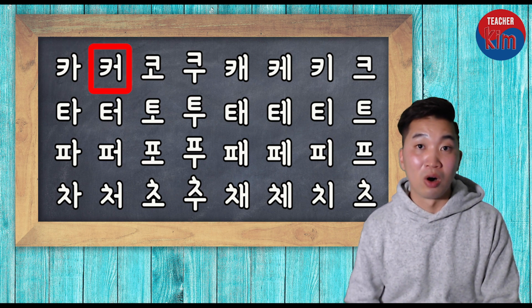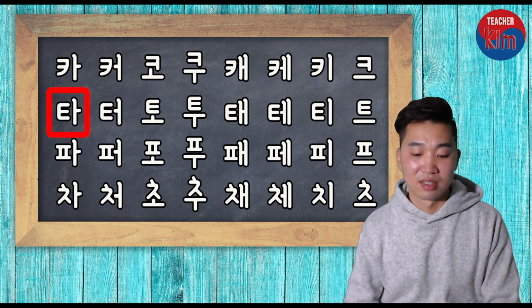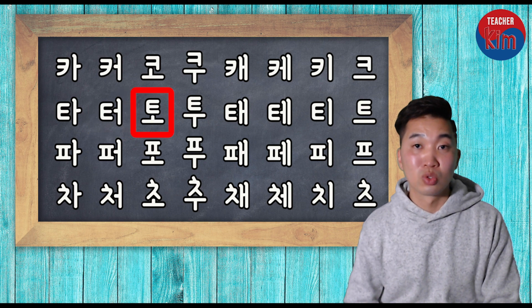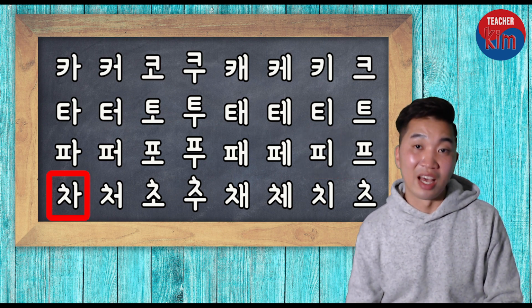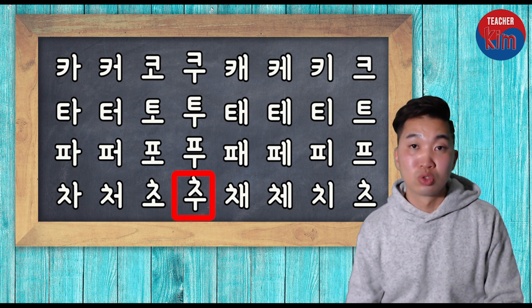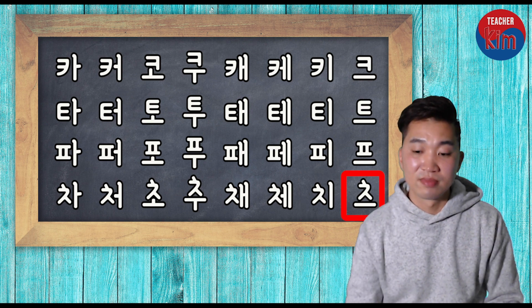Ka, ko, ku, ke, ki, k. Next, ta, to, tu, te, ti, t. Next, pa, po, pu, pe, pi, p. Last one, cha, cho, chu, che, chi, ch. Okay, all done.